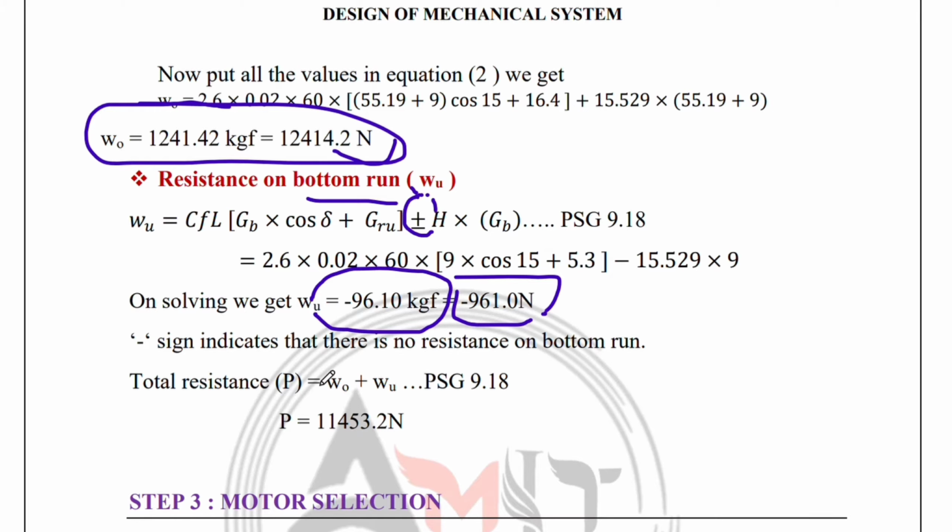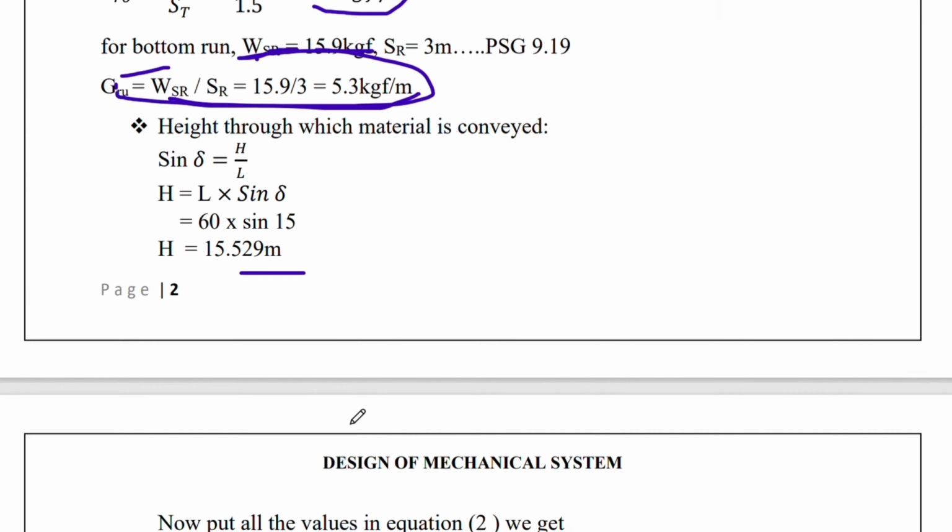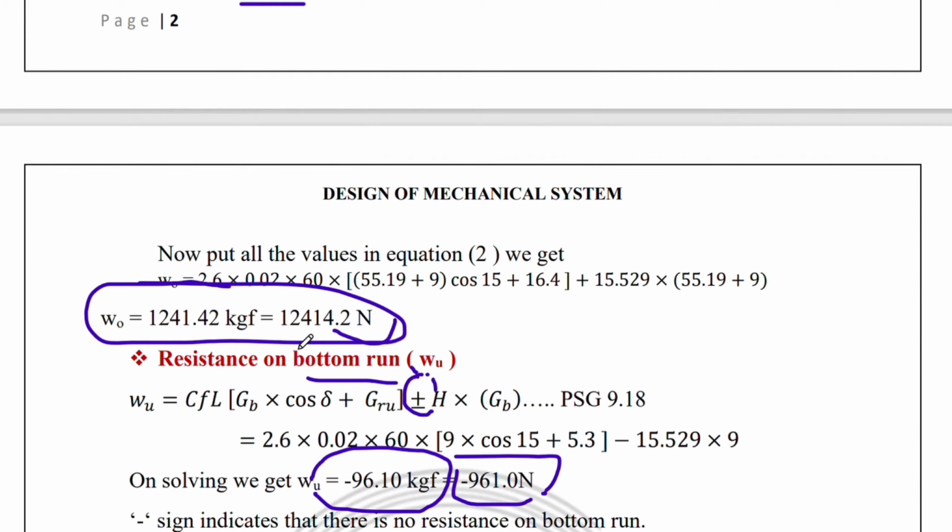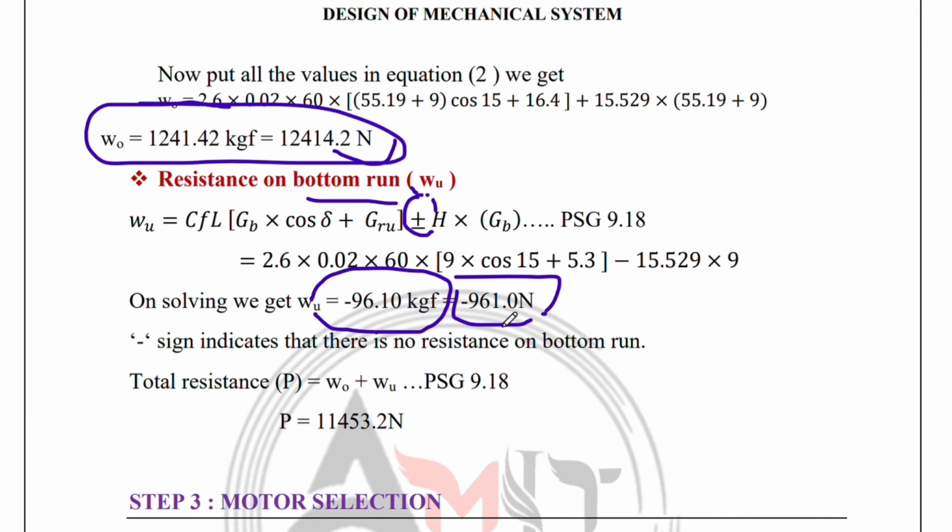As we now got top run and bottom run, both, we can find the total resistance. This formula also you will get on PSG page number 9.18. For total resistance, we take top run plus bottom run. Okay, so top run value we got is 12,414.2, and here minus 961 for bottom run.